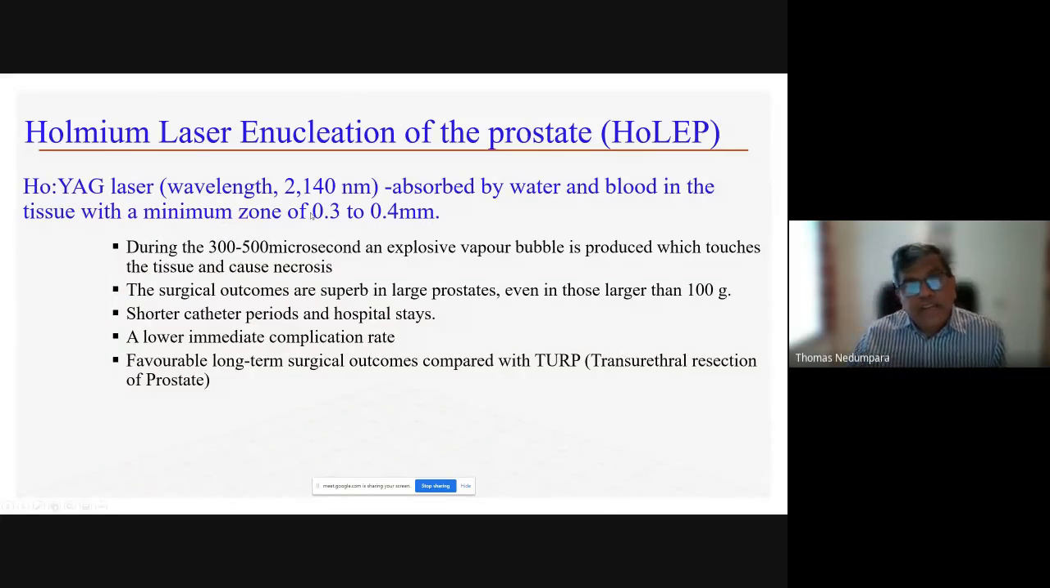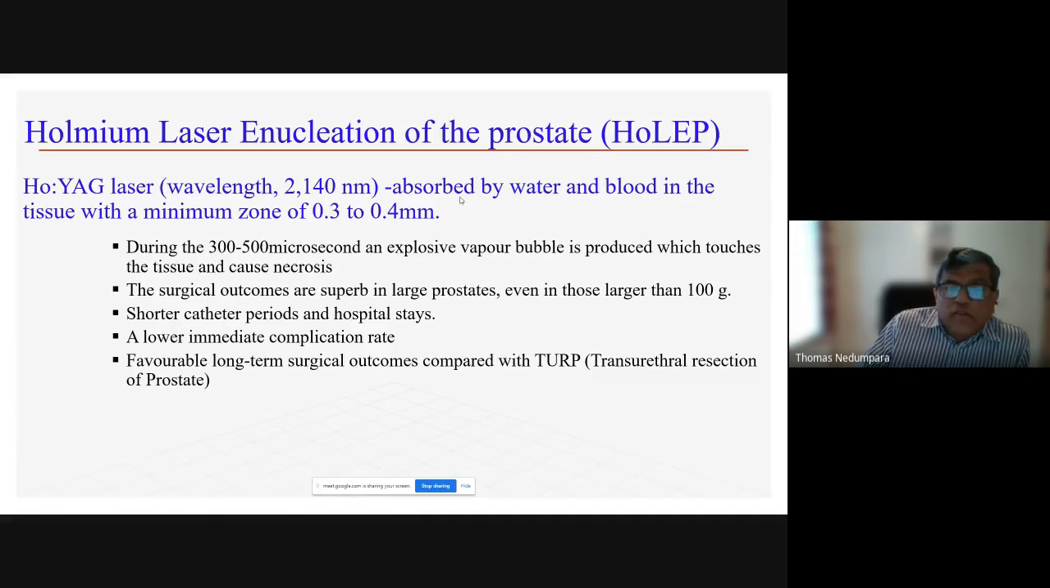The application of laser in urology is mainly 2. One is for the treatment of enlarged prostate. Mainly holmium laser is used for enucleation of the prostate. It can be very successfully used even in very large prostates.